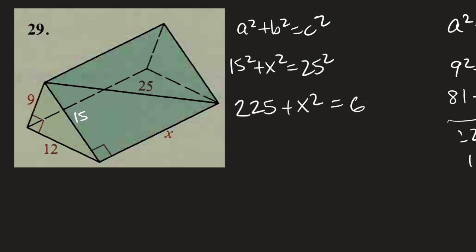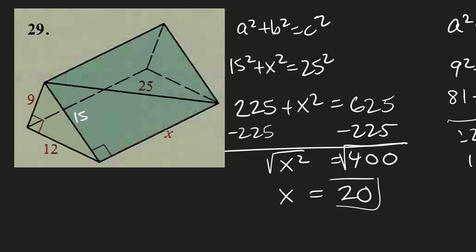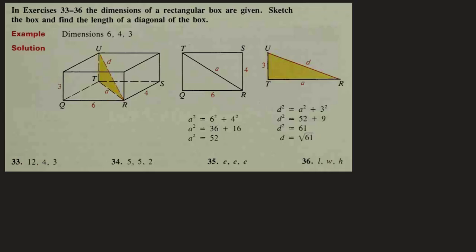25 squared is 625. So now we subtract 225 from both sides. And we get x squared is equal to 400. And now I have to take the square root of x squared, which is x. The square root of 400 is 20. And that's it. That's the answer. 20.